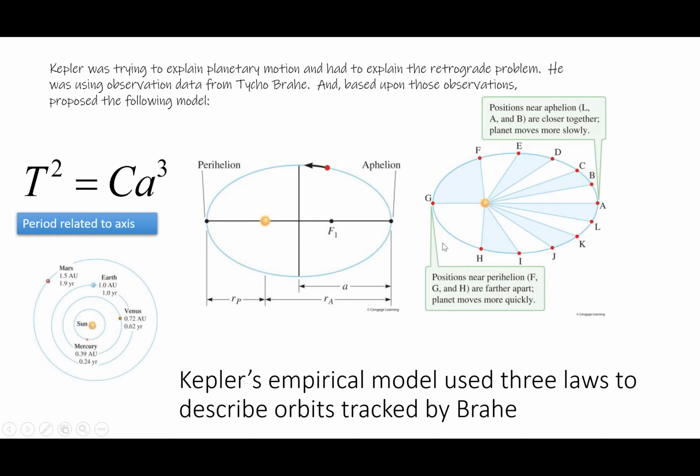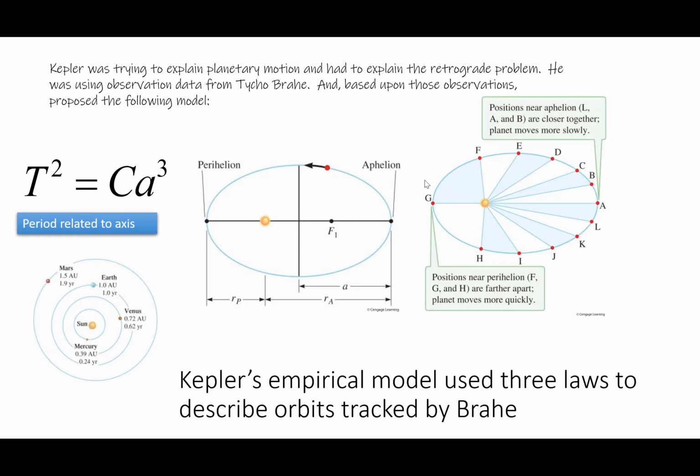The second assumption that he was able to show was that as I swept through my particular orbit, the time that it takes to get from H to I is the same time that it takes to get from I to J, which is the same time that it takes to get from G to H, so the areas of these triangles are going to be equal. And that's one of the calculations.